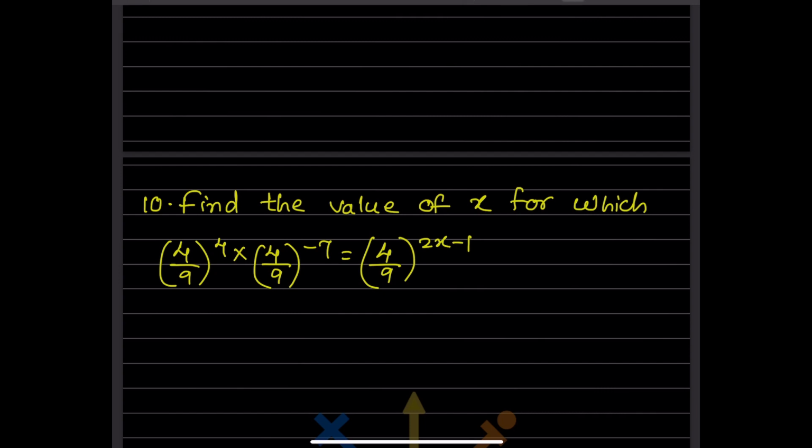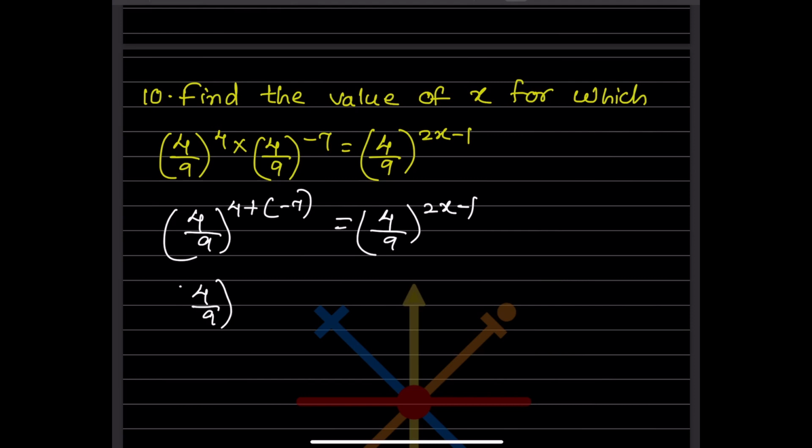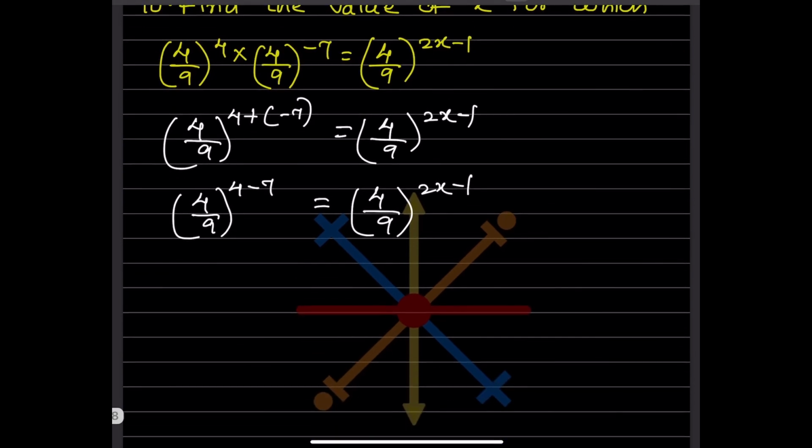So now look here, again the base is the same. First we are going to look at the left hand side. That will be 4 by 9 raised to 4 plus minus 7, the first rule. So now what will you do here? 4 minus 7 is going to be minus 3. The rest is all the same.